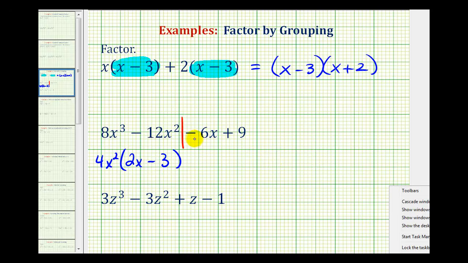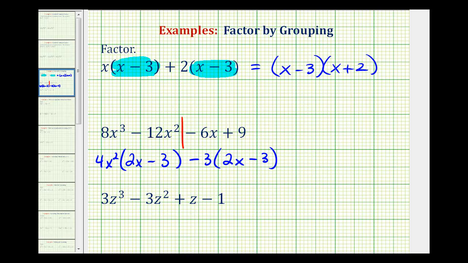Now the hope is that we're going to have another binomial factor over here of 2x minus 3. Notice the greatest common factor of negative 6x and 9 would be 3. But since we want a binomial factor of 2x minus 3, we're actually going to factor out negative 3. So if we factor out negative 3 from negative 6x, we'd be left with 2x. If we factor out negative 3 from positive 9, we'd be left with negative 3.